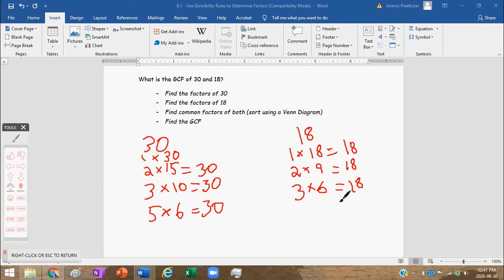What about 4? Well, divisibility rules say that if it's divisible by 4, I have to be able to take these digits and divide them by 2 two times. In this case, that doesn't work. I can divide 18 by 2. That gives me 9, but 9 is not an even number. When I divide that by 2, I do not get a whole number. So we're done here. Find the common factors of both. Sort them using a Venn diagram. Okay, well, let's do that.